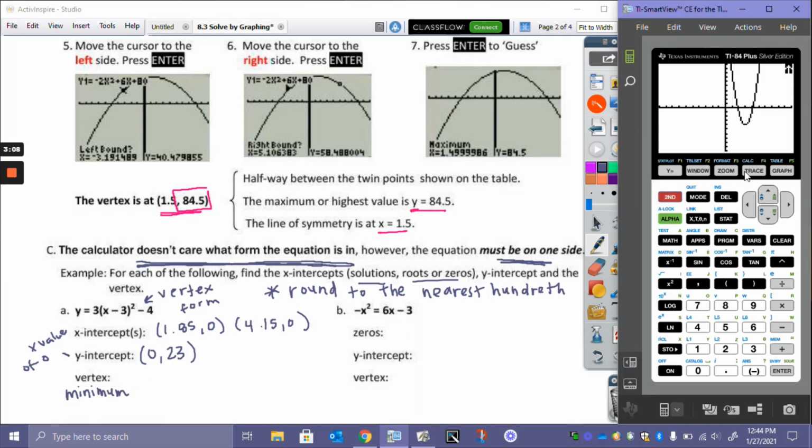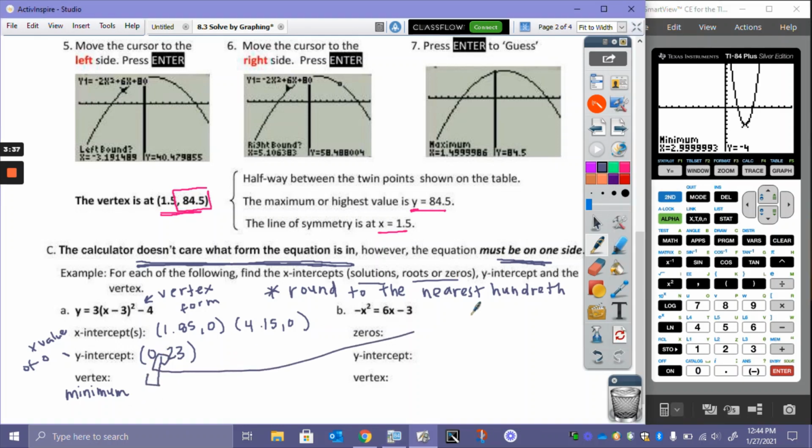Okay, so when we go to second trace, we're going to hit minimum, not maximum, but minimum. Once again, it says left bound. So go to the left side of your vertex, hit enter, then go to the right side of your vertex. They don't have to be the same places. And then it says guess, you'll hit enter, and it gives us this maximum of 2.999993. We're going to round that up to 3, and then y equals -4. So our vertex here is going to be, hold on, sorry, my pen just went crazy. So we have 3, -4.